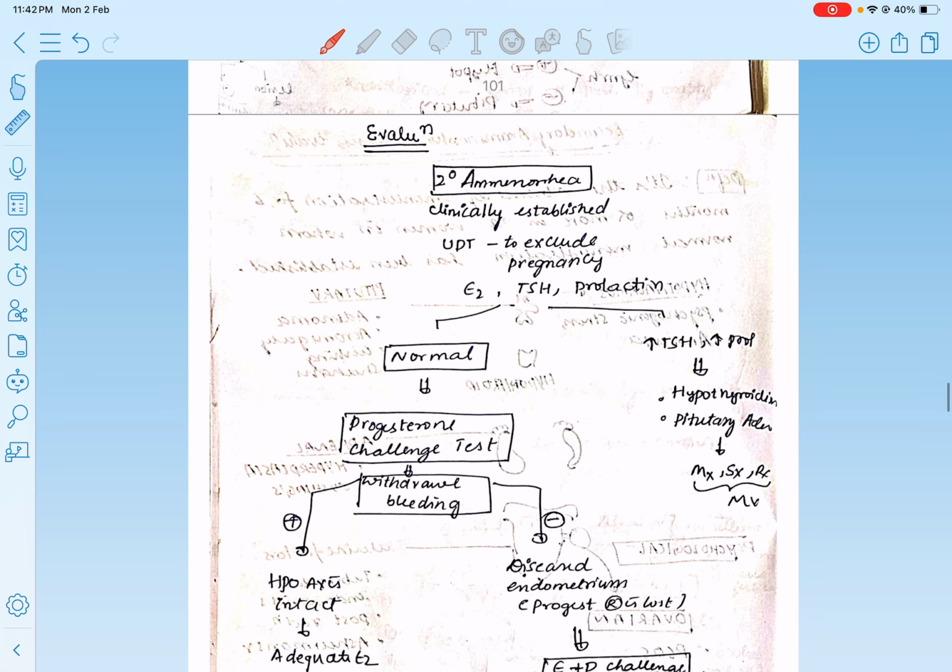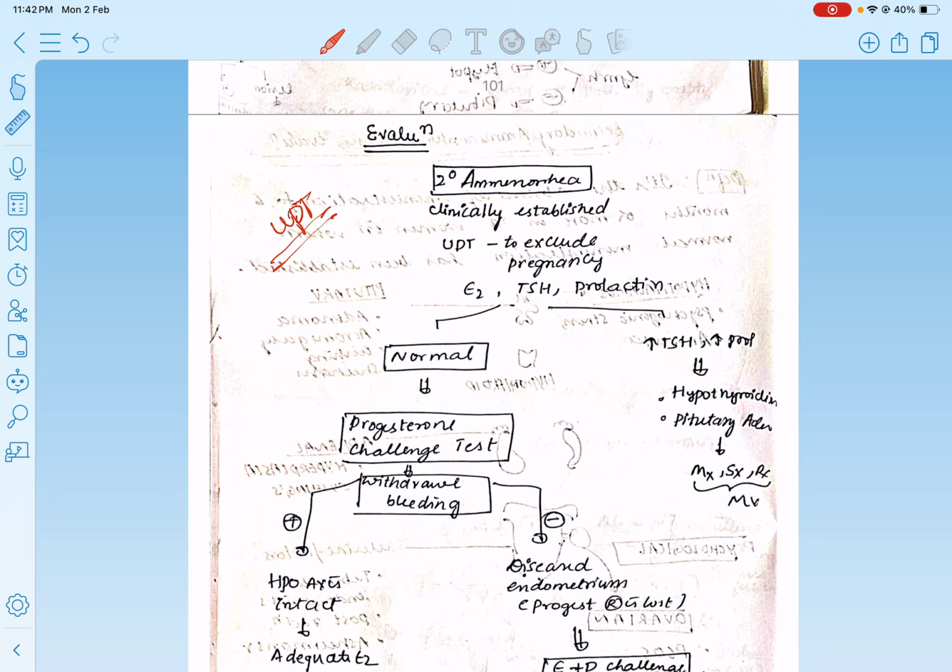Then how do you do evaluation of secondary amenorrhea? Again, wherever you are evaluating in a gynec condition, the first thing you need to mention is UPT. If UPT is positive, then there's nothing more to evaluate, but if it's negative, then you need to start on all those things. First, what is the important thing? You need to check whether it's primed or not primed.